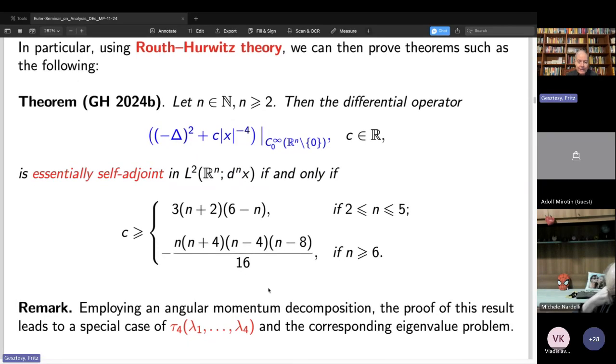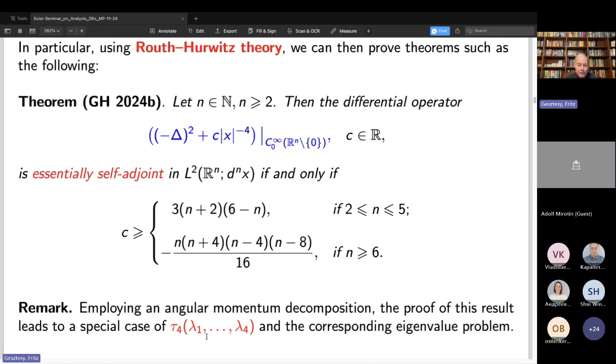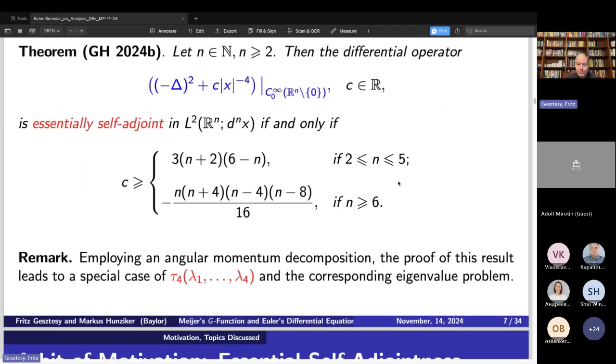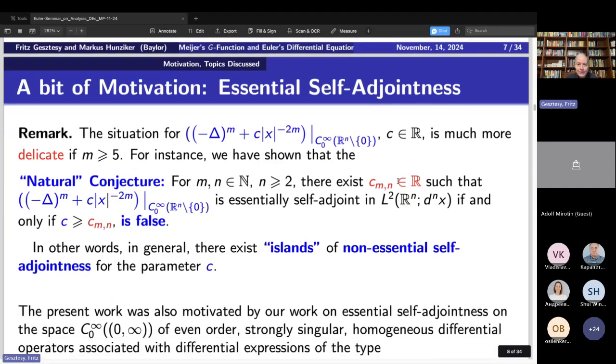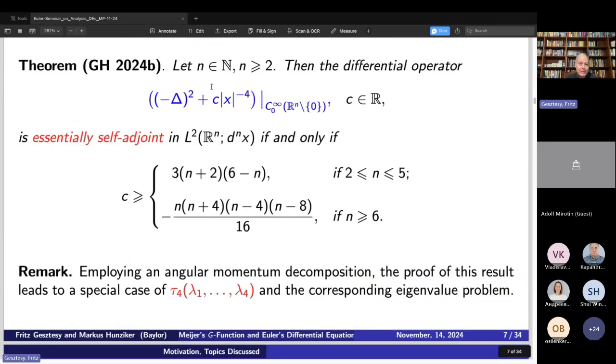In this particular case, I mentioned the angular momentum decomposition already. One is led to some special cases of tau 4. So you have 4 parameters here that are determined by C and by the angular momenta once you do the angular momentum decomposition. Now let me point out, this is a special case m equals 2, and we have a complete answer.